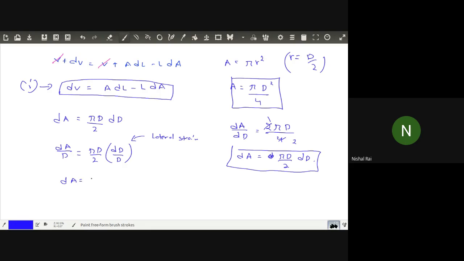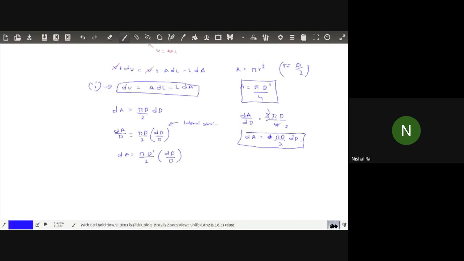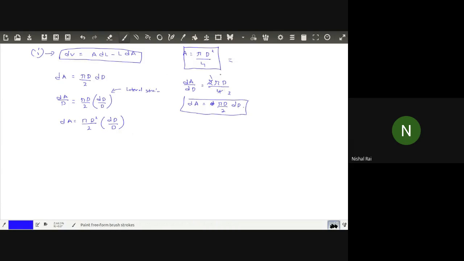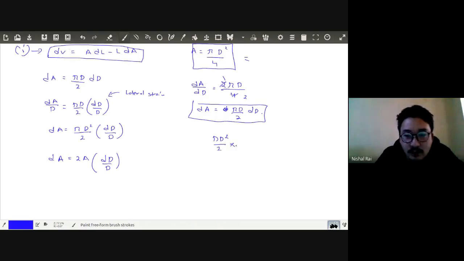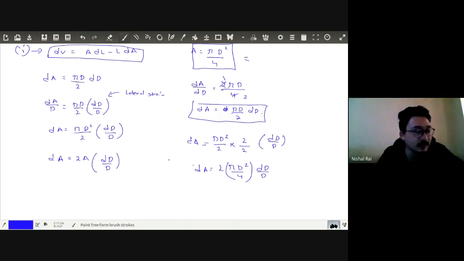So finally we will get dA equal to pi D squared divided by 2, we are just bringing it over there, times dD by D. Now if you check, pi D squared divided by 2 is roughly equal to this, if you multiply and divide both sides by a factor of 2. I think we can write this as dA equal to 2A dD by D. I think this point must be clear to you all. Because pi D squared divided by 2 into 2 divided by 2, and dD by D will be sitting over here. So it will be pi D squared divided by 4, 2 will be sitting over here, dD by D. This is basically A, so dA is twice A dD by D.